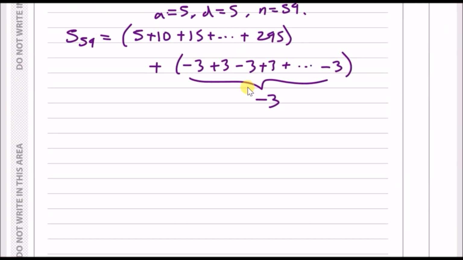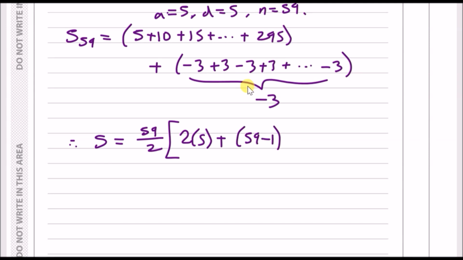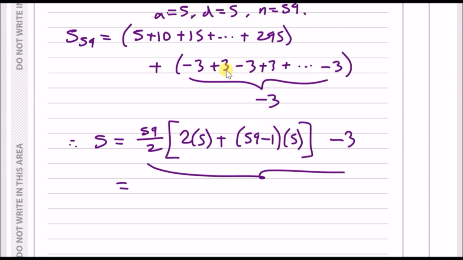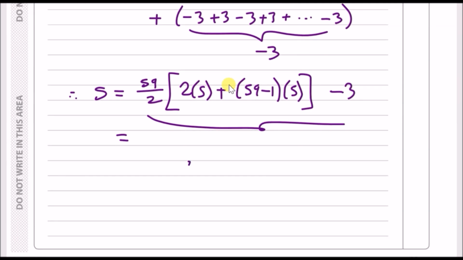So we can say, therefore, the sum of all of this is going to be n over 2, so 59 over 2, big bracket, 2 times a, plus n minus 1, which is 59 minus 1, times the common difference d, which is 5, and then we're going to subtract 3, okay? And finally, if you put all of this in your calculator, just drop it all at once, you should get a result of 8,847. And this question is done.